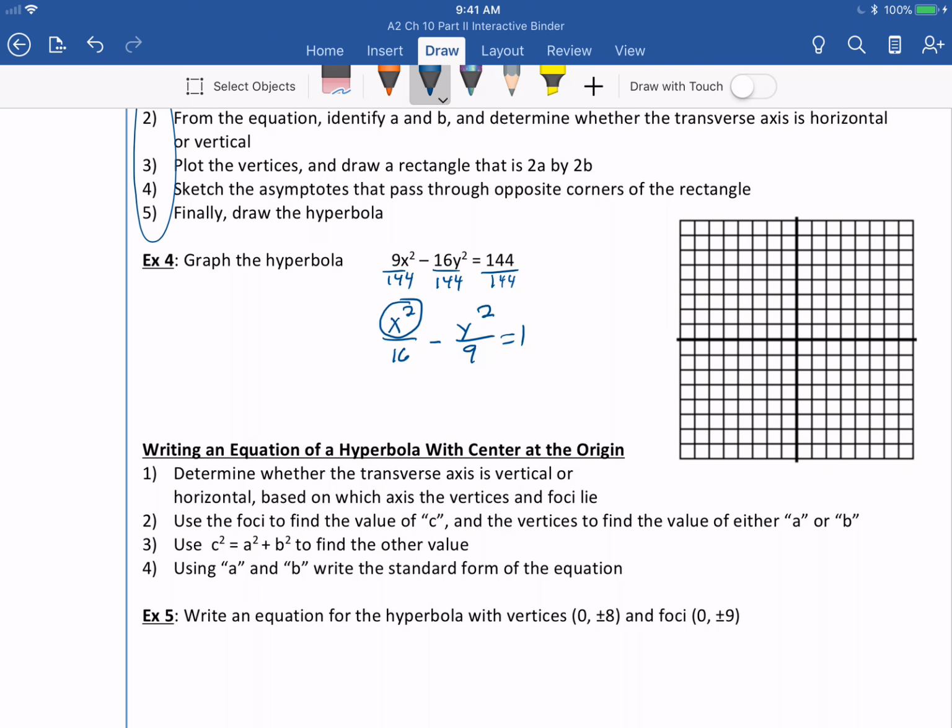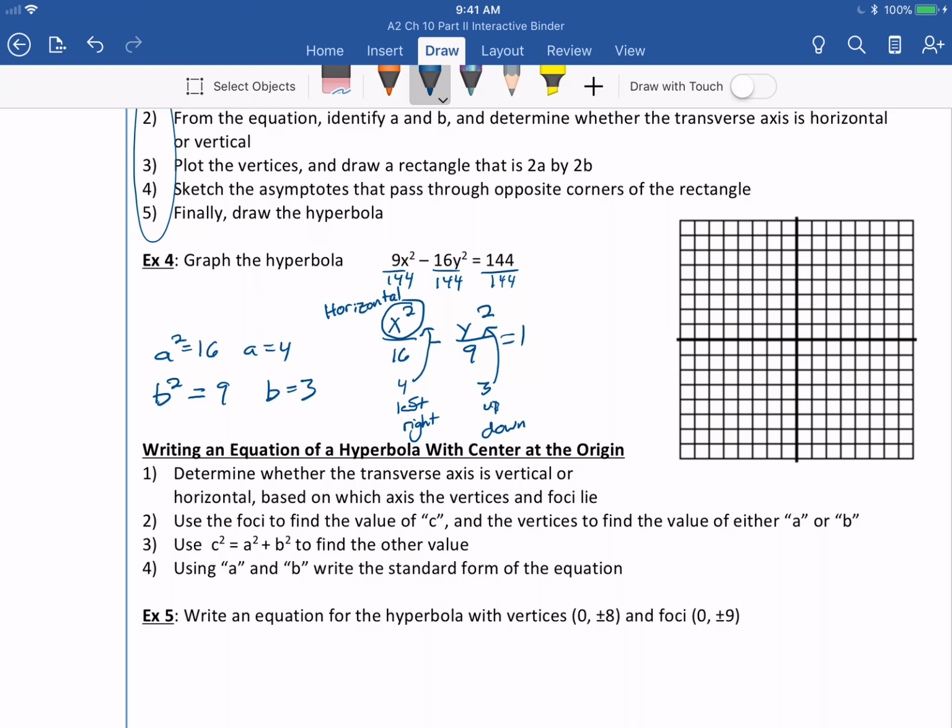And now this x squared being first, that tells me that this is horizontal. All right, and now I have to find out, hey, my a squared is 16, so my a is 4. My b squared is 9, so my b is 3. And here is how you do this, okay? You always walk what's underneath. So my 4 is underneath my x, so I walk that in the x. So I walk 4 left and right in my x, and then I walk 3, that's underneath my y, that's up and down, okay?